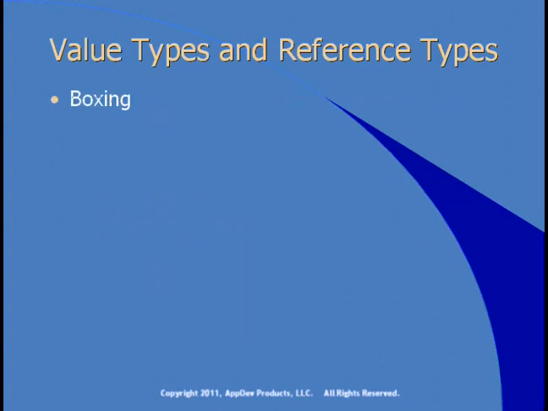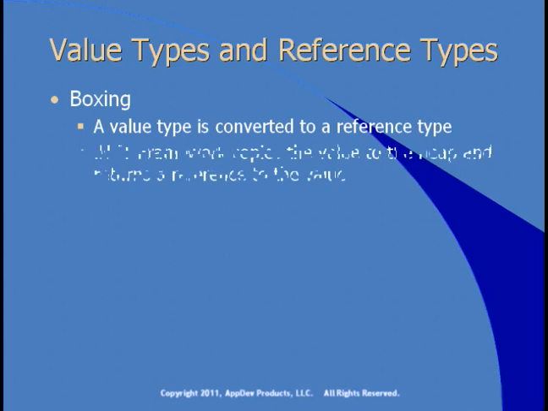Two terms that you'll see often when talking about value types and reference types are boxing and unboxing. Boxing is when a value type is converted to a reference type. So the framework copies the value to the heap and brings back a reference to the value. So if you store 7 in an object variable, that's boxing. 7 is an integer, that's a value type. You're converting it to a reference type to store it in an object.